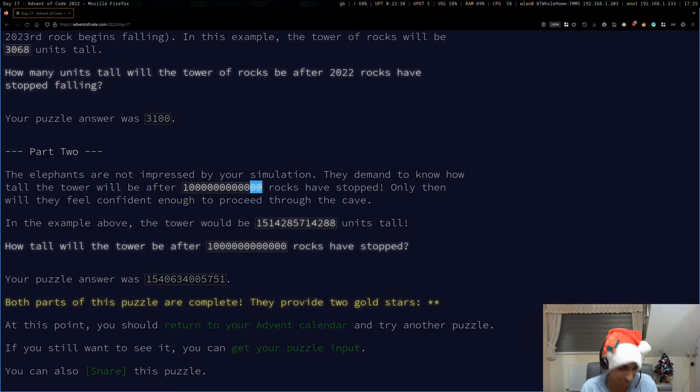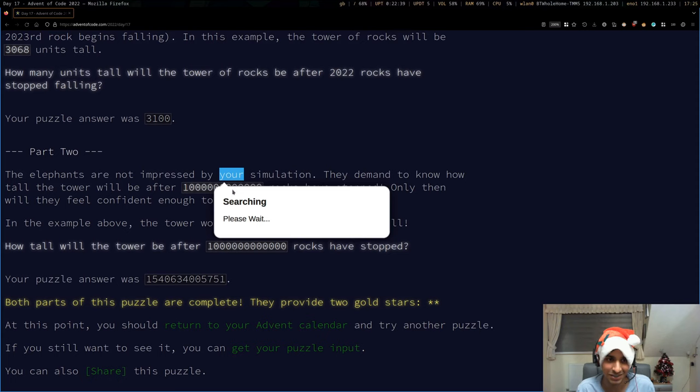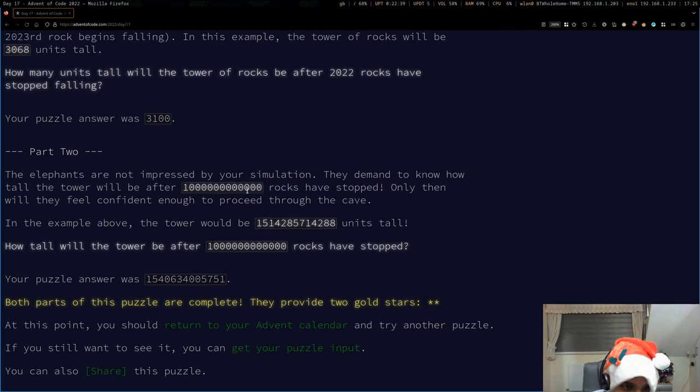I was going to do this on my calculator, but I didn't want to count how many zeros there were here. How many zeros? That's 1, that's 3, 6, 9. That's going to be a trillion, I think. Yeah, that's a trillion. They demand to know how tall the tower will be after a trillion rocks have stopped. Only then will they feel confident enough to proceed through the cave. How tall will the tower be after a trillion rocks have stopped?